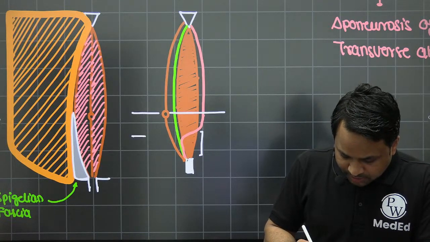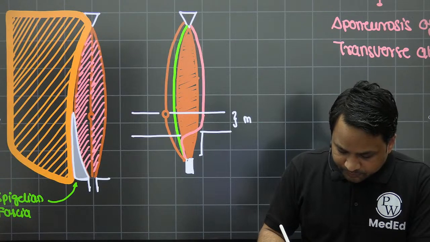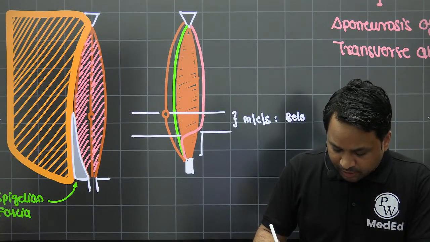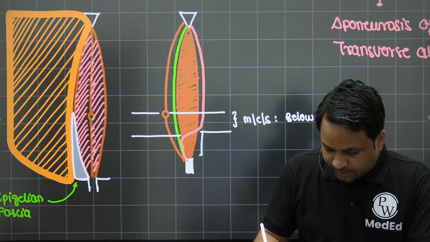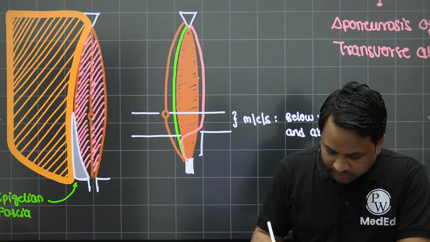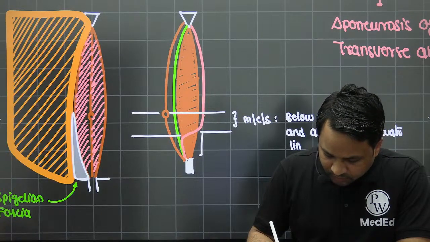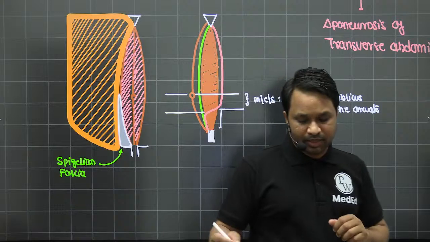Contrary to that belief, whatever Spigelian hernia that we see is between the umbilicus and this line which is piercing, what we call the arcuate line. So the most common site for Spigelian hernia is below the umbilicus and above the arcuate line.